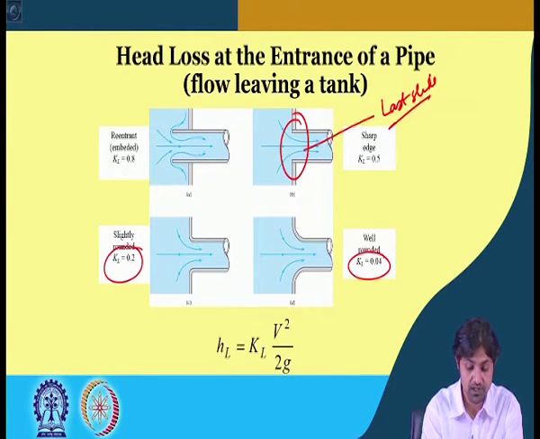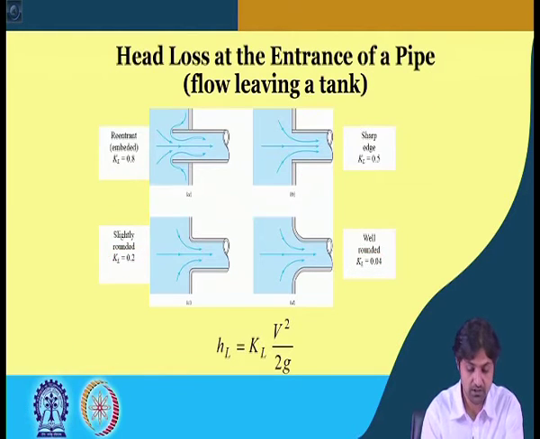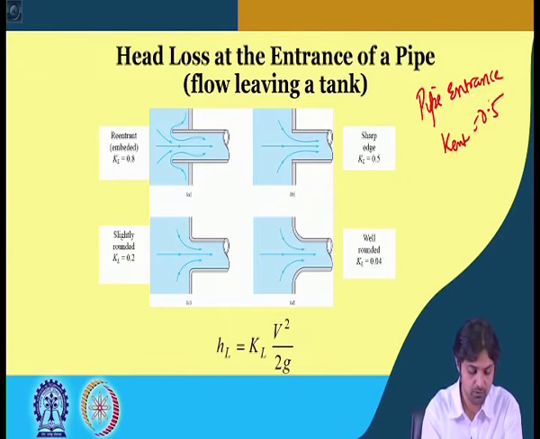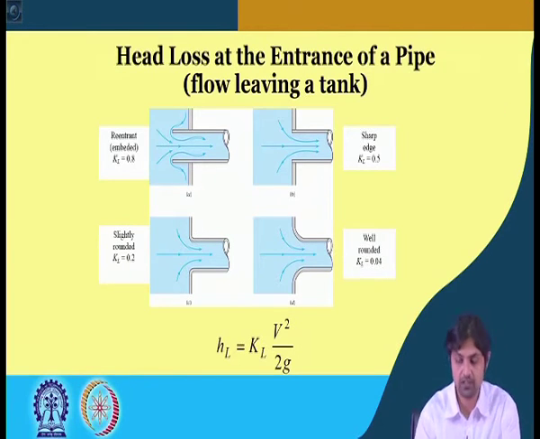If it is embedded inside, you saw we had one figure where everything was inside, therefore there KL was equal to 1, but in this case it is 0.8. So this is nothing but pipe entrance. By default just take 0.5 if nothing else has been given.